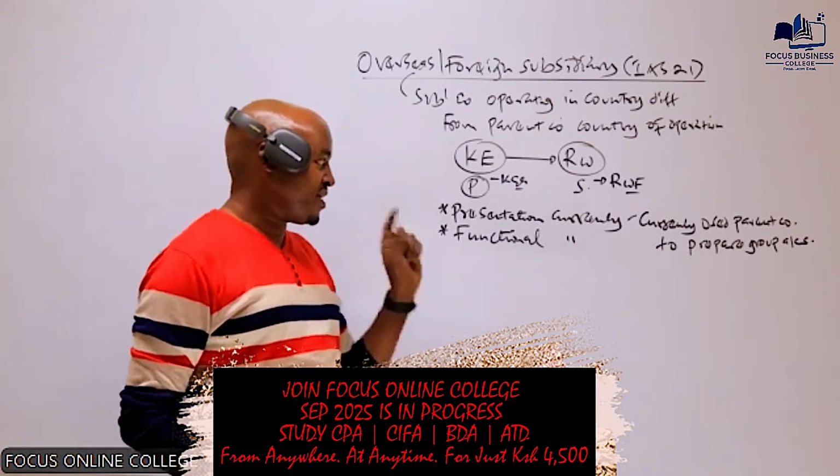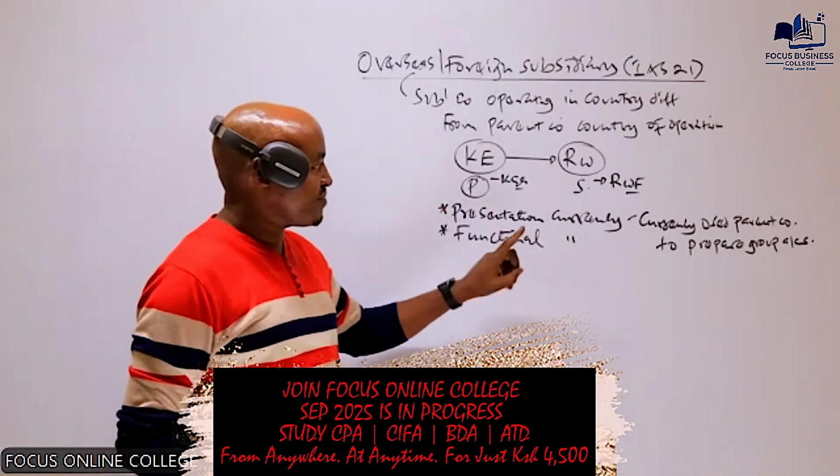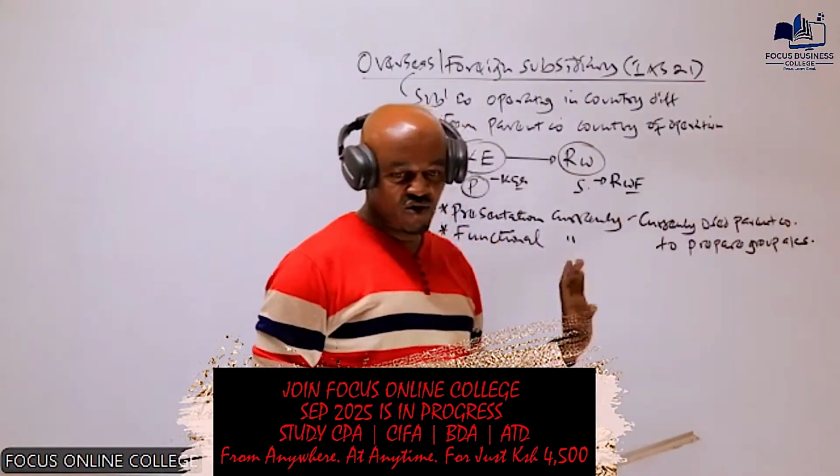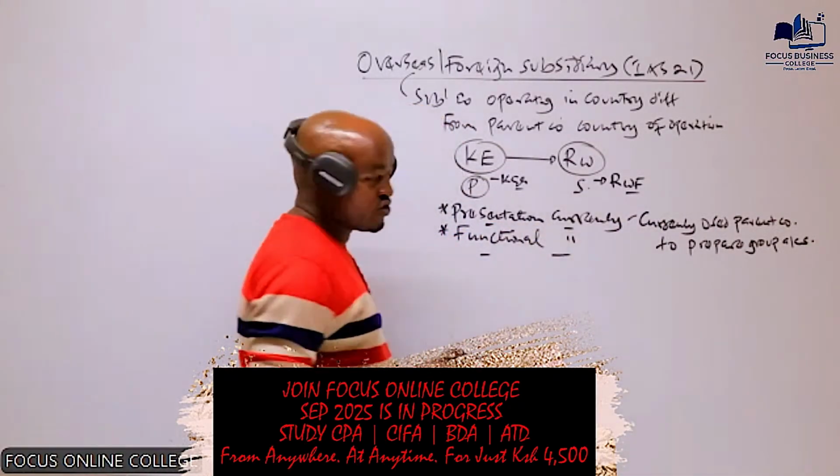Company, it will be preparing the group account using the Kenyan shillings. But that currency used by the parent company to prepare the group account is called the presentation currency. On the other hand, we talk about the functional currency.